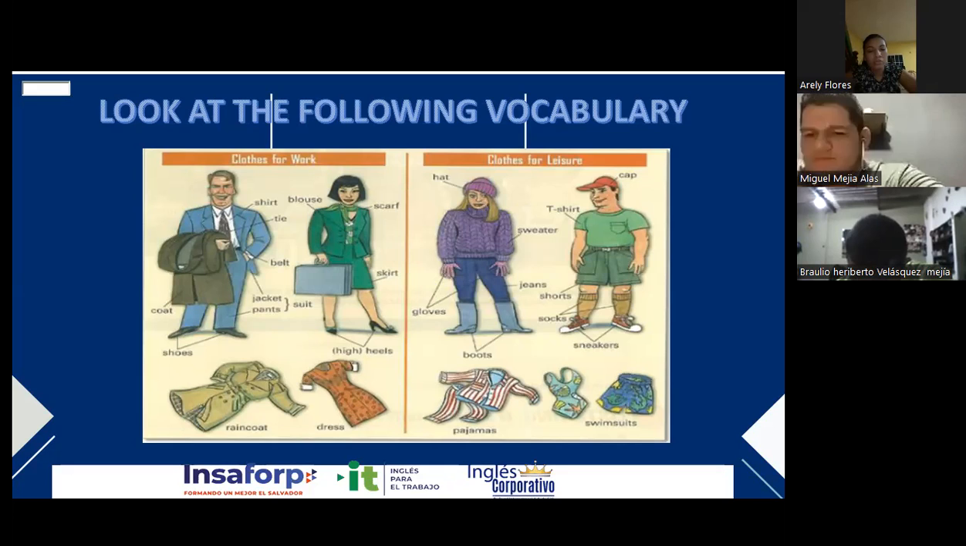Y luego tenemos la siguiente. Look at the next one. That is the jeans, right? The jeans that we can say. Para nosotros, jeans tiene un significado. Tenemos acá, por ejemplo, look at the next one. The jeans, que para nosotros es como decir pantalones de mezclilla. Look at the next one.